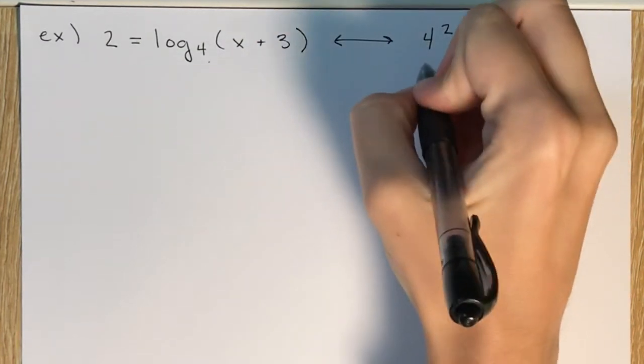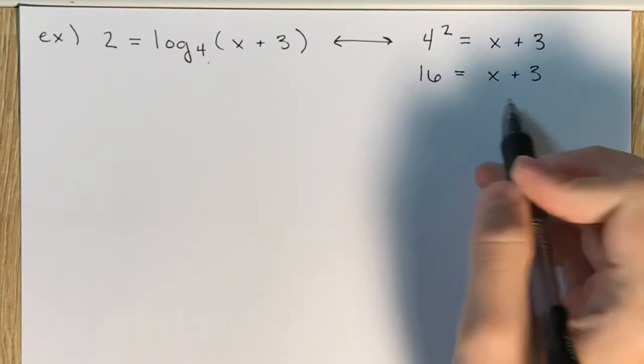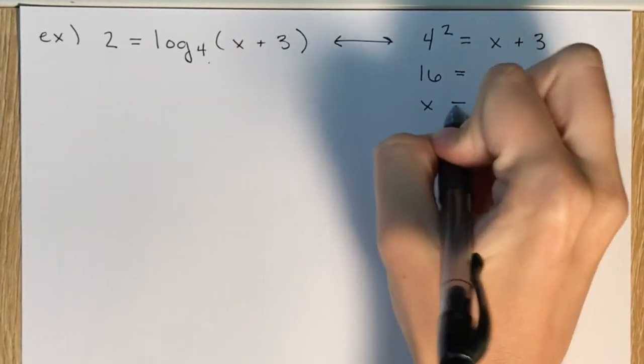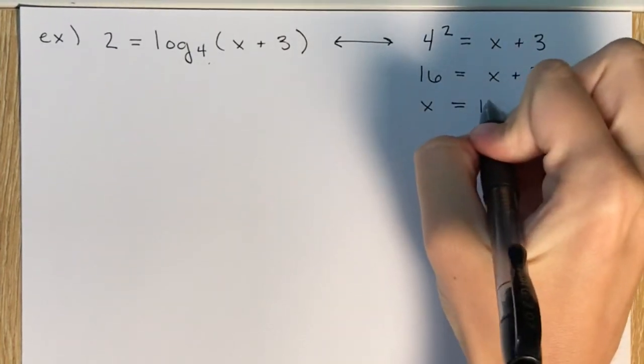4 squared is just 16, so I have 16 equals x plus 3, which means that I end up with x equals, I can subtract 3 from both sides, I get 13.